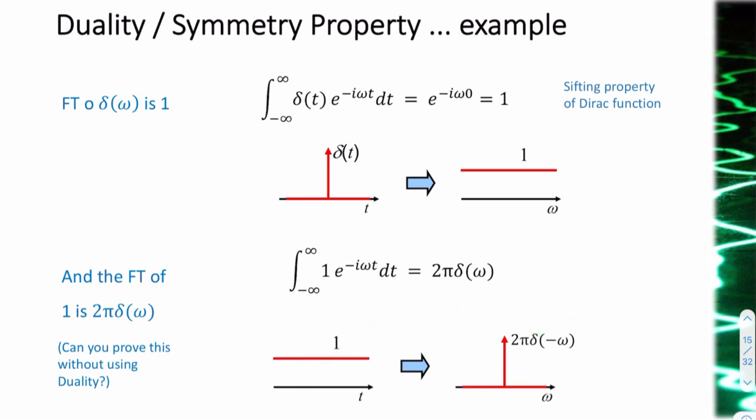But what I'm trying to say here is that when you have a signal in the time domain with a corresponding spectrum in the frequency domain, then if you have that same shaped spectrum in the time domain, you should expect the signal to look the same in the frequency domain, with the difference of a factor of 2 pi and a reflection in the frequency axis. Okay?